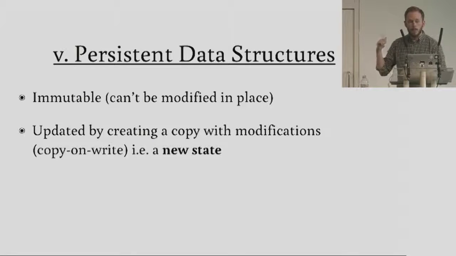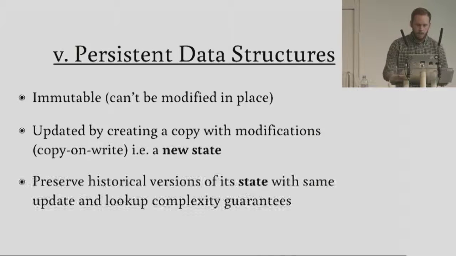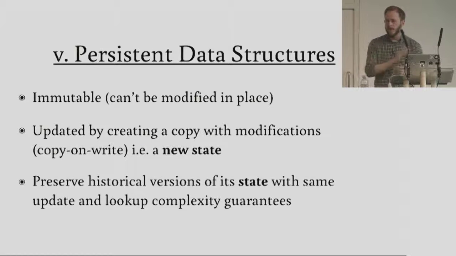So how do we update them? We update them by creating a copy with modifications to them. So in other words, every single time we make a modification to a data structure, we get a copy and we get a brand new state. Our state change has become completely explicit and not hidden away somewhere. And what this also means is that we preserve historical versions of state with the same update and lookup complexity guarantees. So what persistence effectively means here is that we're not committing something to persistent storage like a disk. It means that we keep previous versions of the data structure.